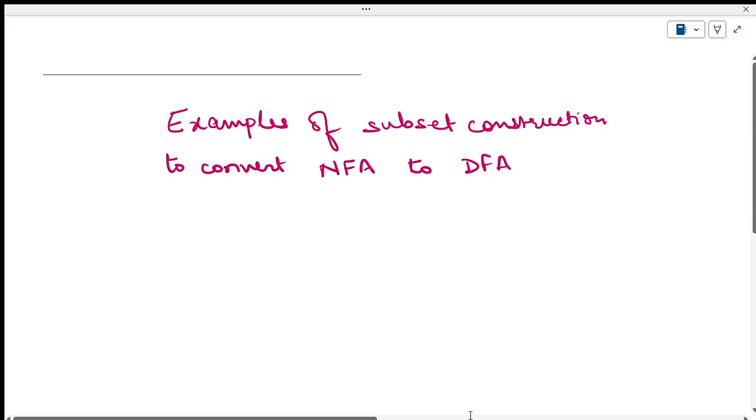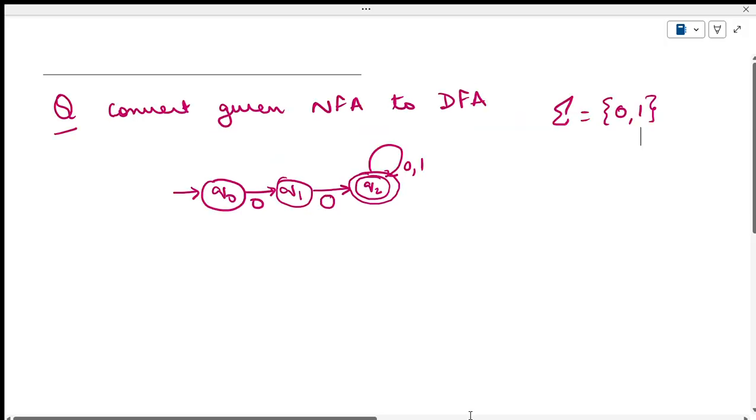Hello everyone. In this video, I am going to explain more examples of subset construction to convert NFA to DFA. Suppose I have this example where the NFA is given and we have to convert it to the equivalent deterministic finite automata. Let me start with this table construction.